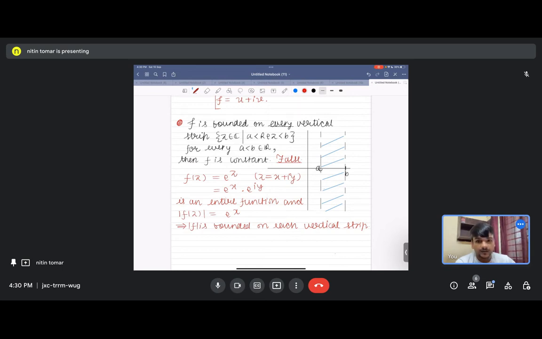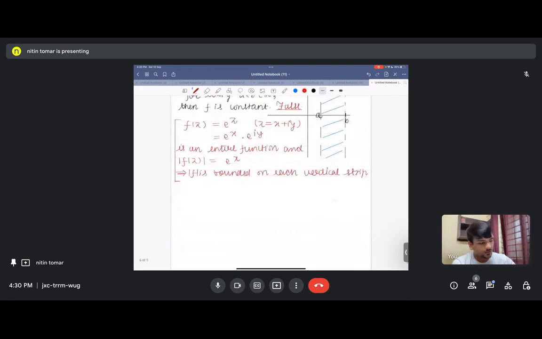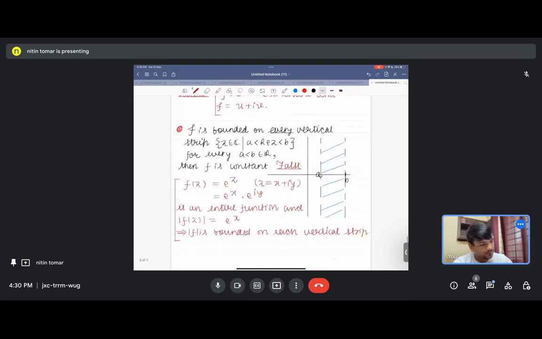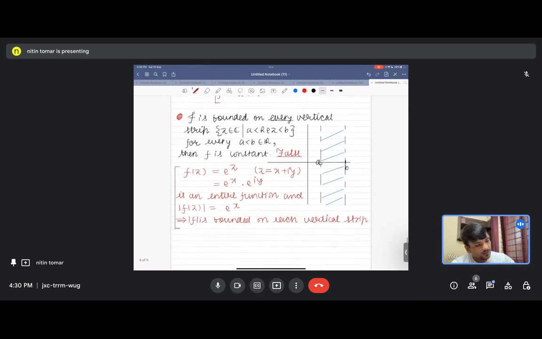Is there any doubt? Sir, this is not constant. Yeah, it is not going to be constant. And the same thing we can say for the horizontal strip also, right? That's also not constant. Exactly, e power iy.